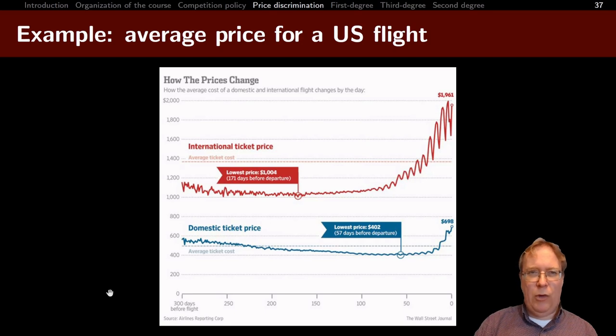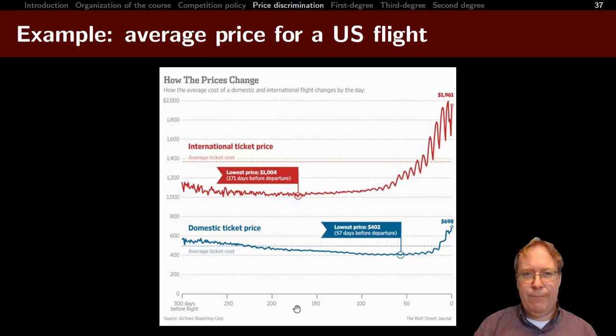Okay, so here's an example of flights. This is already pretty old, but it's a very neat illustration of what happens. Here you see two curves. One is for domestic tickets within the US, so if you want to fly from Florida to California, say. And here are the prices for international tickets. On the horizontal axis is the time before the flight actually takes place. This is almost 1 year before the flight on the one end of the graph, and this is the same day, essentially, on the other end of the graph.